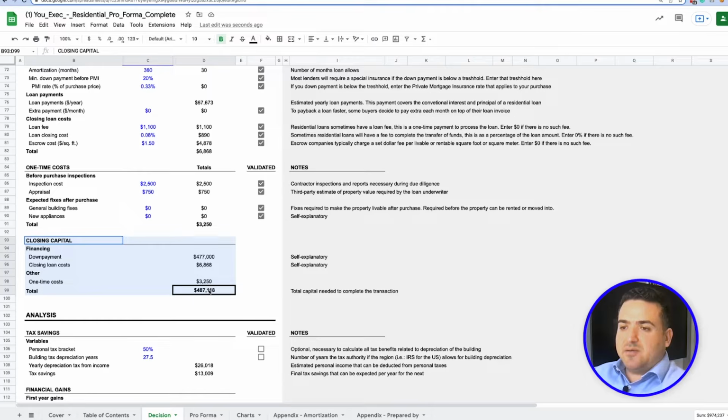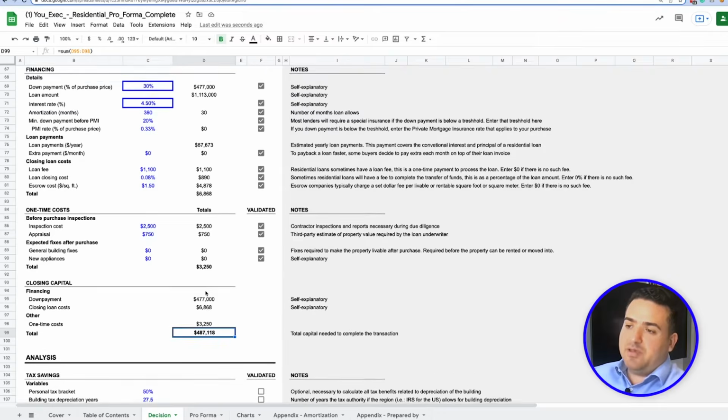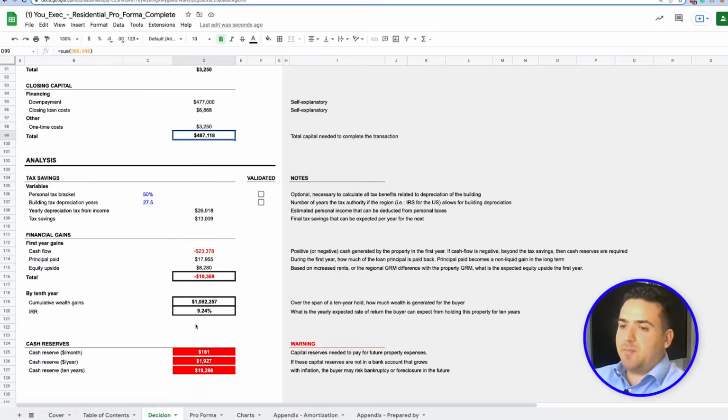Now, after you enter the general building fixes and the new appliances, you will have the one-time cost total, which basically everything gets summed up in the closing capital section, which says how much capital money you need to carry out this transaction. This might be higher than your down payment. As you may notice, the down payment here is $477,000, but to actually complete the transaction, it might be $487,000.